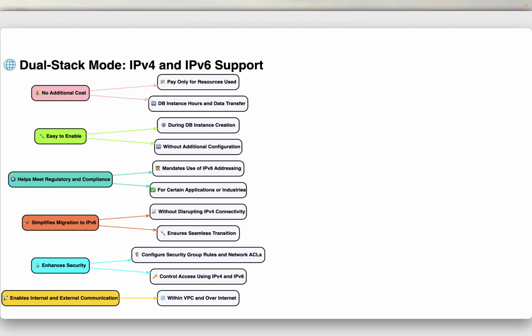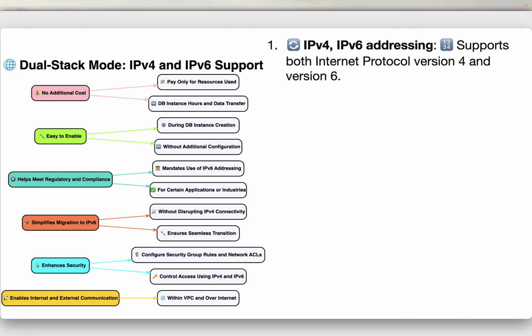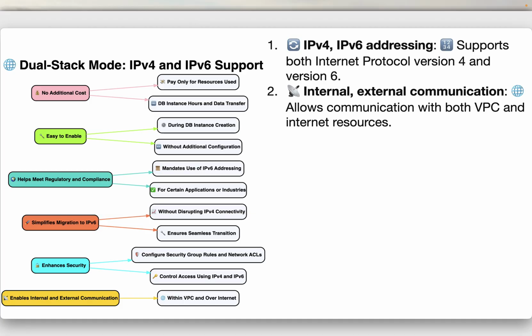So next feature is dual stack mode, IPv4 and IPv6 support. Supports both IPv4 and IPv6, and this allows your database instances to communicate using both IP protocols. Second, enables internal and external communication. So with dual stack mode, your RDS instances can communicate with both IPv4 and IPv6 resources within your VPC and with external resources over the internet. So depending on your application, you can configure both the channels.